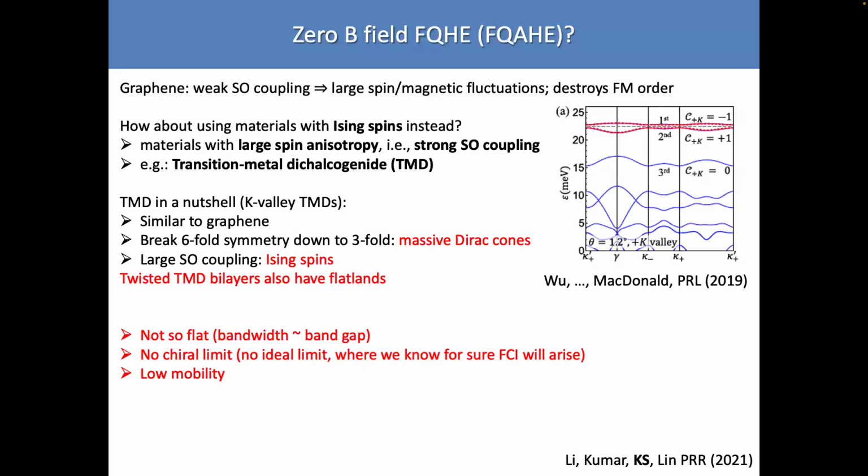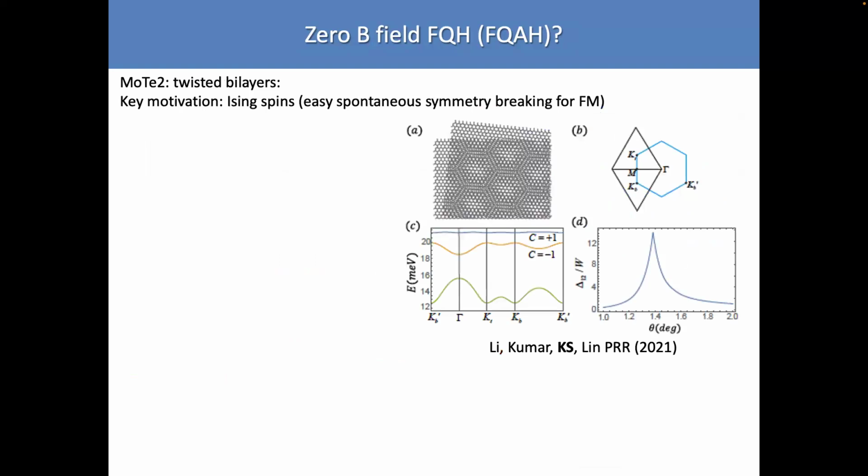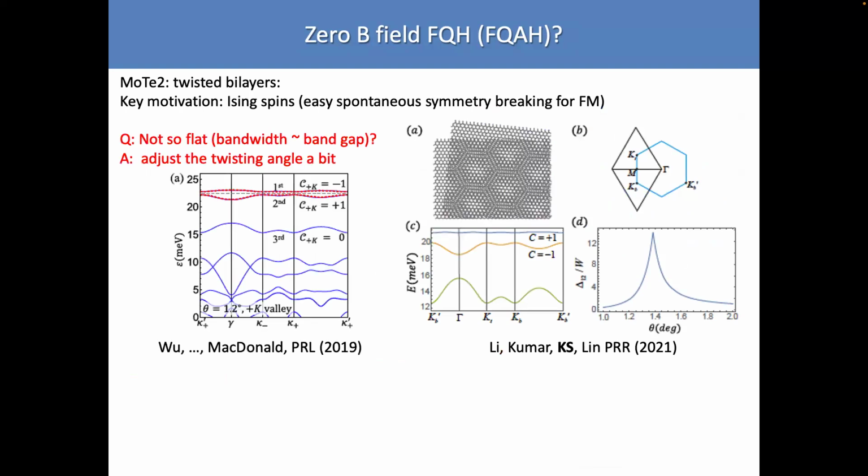But anyway, this bandwidth being too large, and low mobility, and the non-chiral limit was actually the main reason that people believed this would not work back in 2021. Okay, but we looked at these 3 problems more carefully, and we decided actually, these 3 problems can be addressed. So first of all, this bandwidth problem. The bandwidth is too large, the band gap is too tiny. It turns out we found a very easy solution for this.